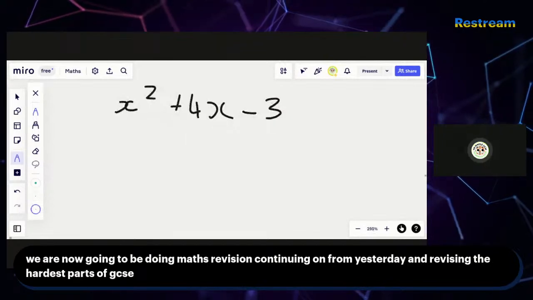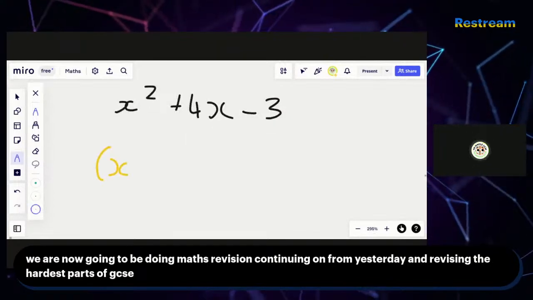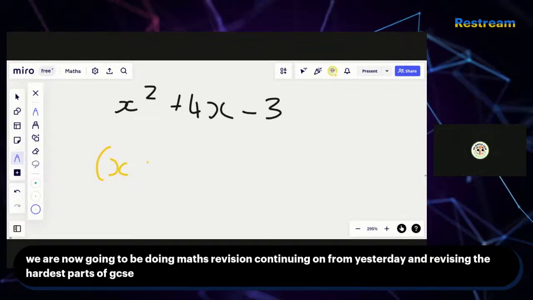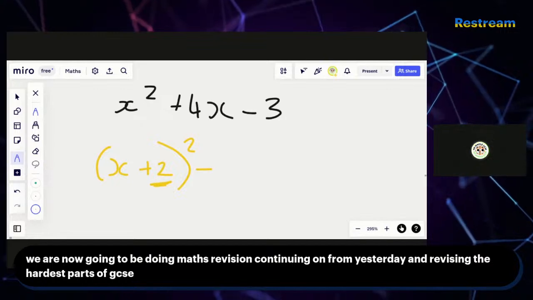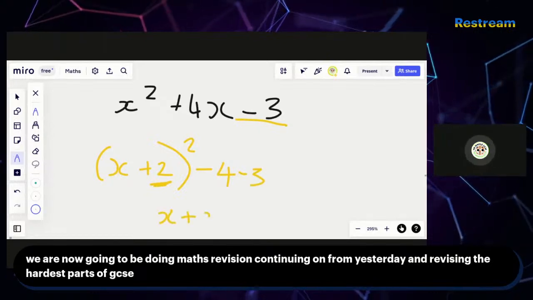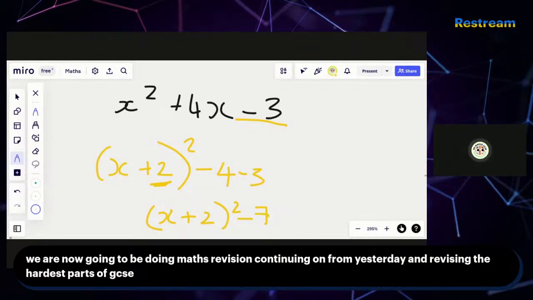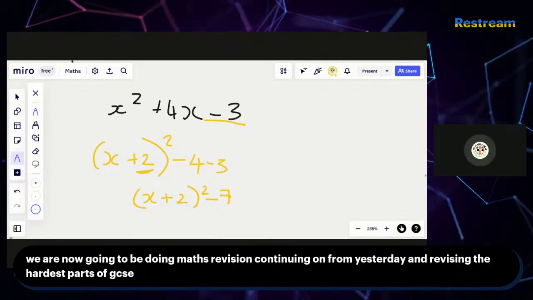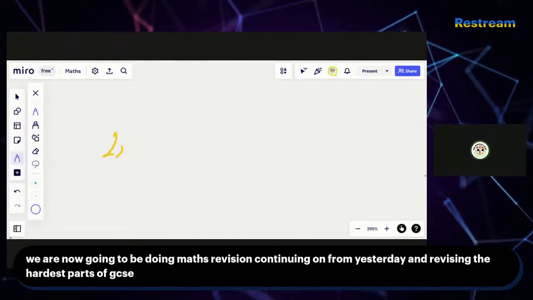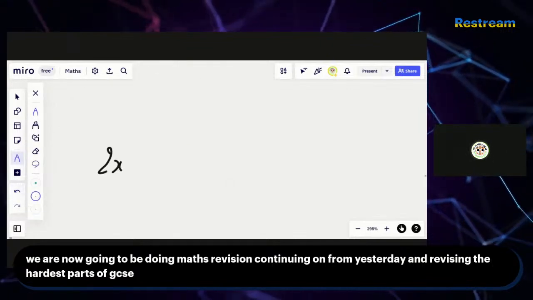To do this, we're going to start off by writing x, and then you do 4 over 2, so x plus 2, and then square this, and minus the square of this. The square of this is 4, so minus 4, and then do whatever this is doing here, so minus 3. So your answer should be x plus 2 squared minus 7. Okay, now it's a bit different when we have a coefficient of x squared. So let's do a problem where we have a coefficient. We've got 2x squared plus 4x plus 1.